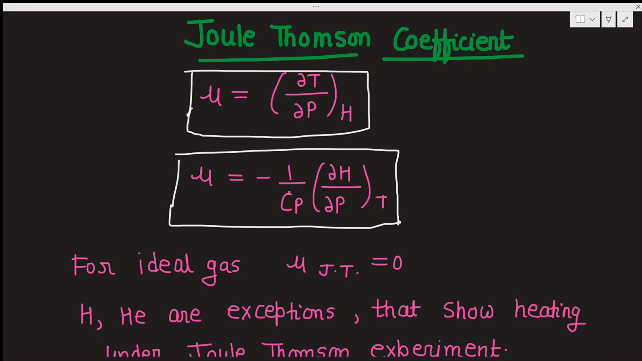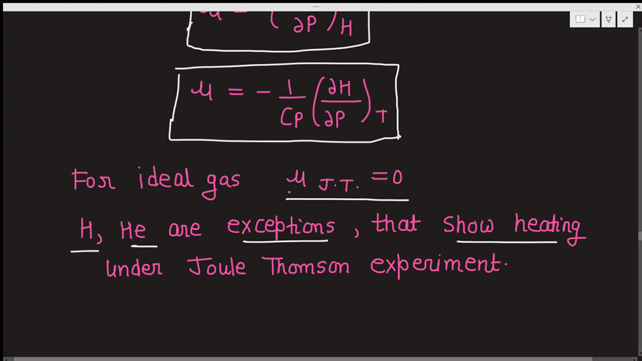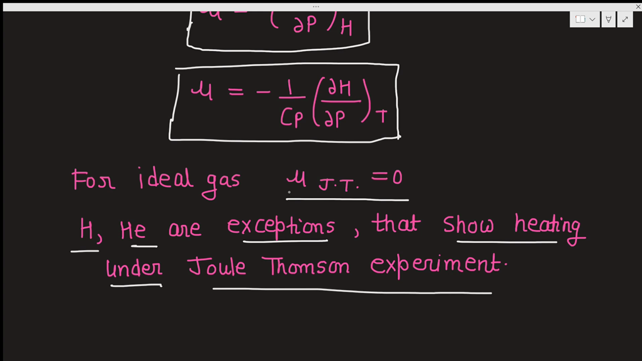One more thing, for an ideal gas, mu is equal to 0. It means an ideal gas neither shows cooling nor heating under the Joule-Thomson condition. Most of the cases show cooling, but there are exceptions like helium and hydrogen. Actually, helium and hydrogen, these are the two exceptions that show heating under the Joule-Thomson experiment.